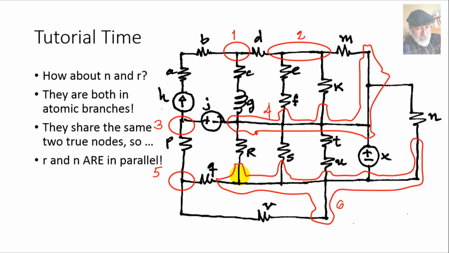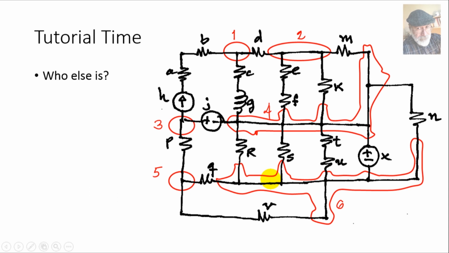Surprising, eh? R and N are in parallel. Who else is? Well, check it out. R, S, and N and X, all of them are in parallel, right? They are in atomic branches and they share the same two true nodes 4 and 6.